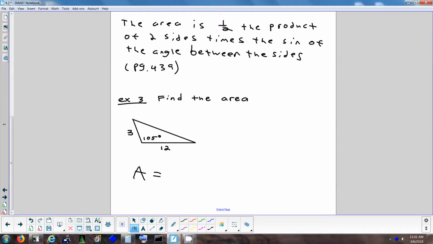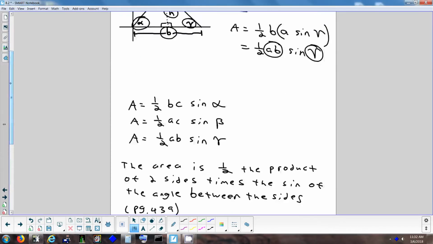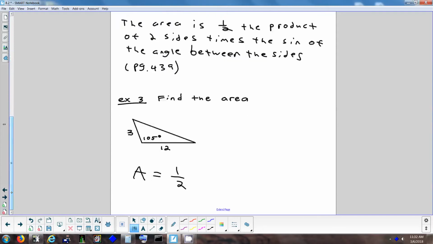Times sine 105. Can you say 1/2? Yep, 1/2. That's good. 1/2 the product of 12 plus 3? It doesn't say to add them together. It just says half the product of the two sides. There's no plus sign in that whole formula. So just 12 times 3.